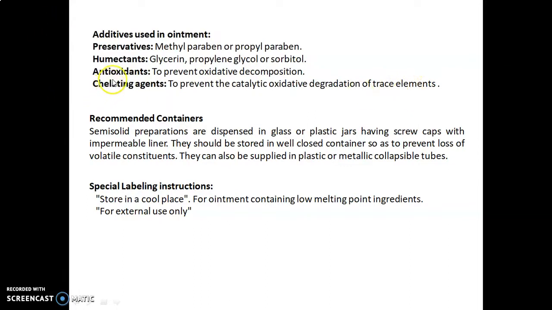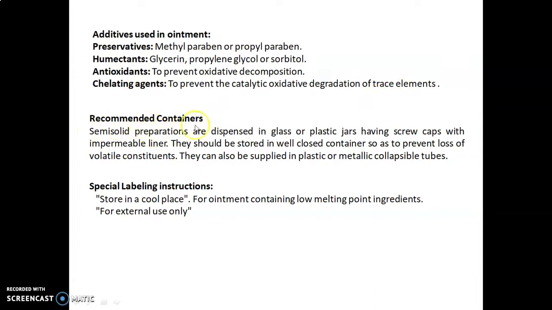Examples of antioxidants are BHA, butylated hydroxyanisole, or BHT, butylated hydroxytoluene. In the case of chelating agents, the best example is EDTA, ethylene diamine tetraacetic acid, which is also known as a sequestering agent.